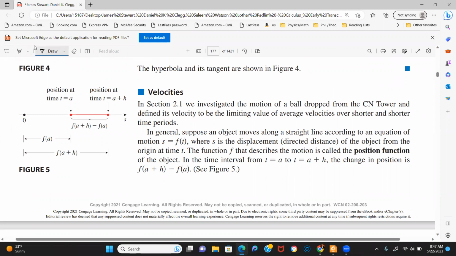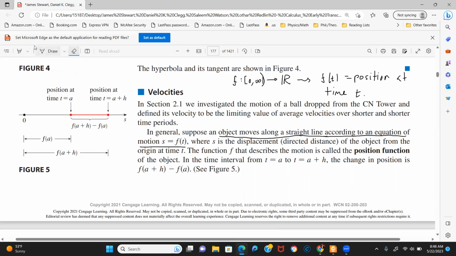So here's the setup. It's basically the same setup. We have an object moving along in a straight line, according to some equation of motion, f of t. So f is, again, remember, some function from, say, 0 to infinity. It doesn't have to be from 0 to infinity, but that's the easiest way to measure time. And then f of t is your position at time t. It'll be position along the real line, relative to the origin, 0.